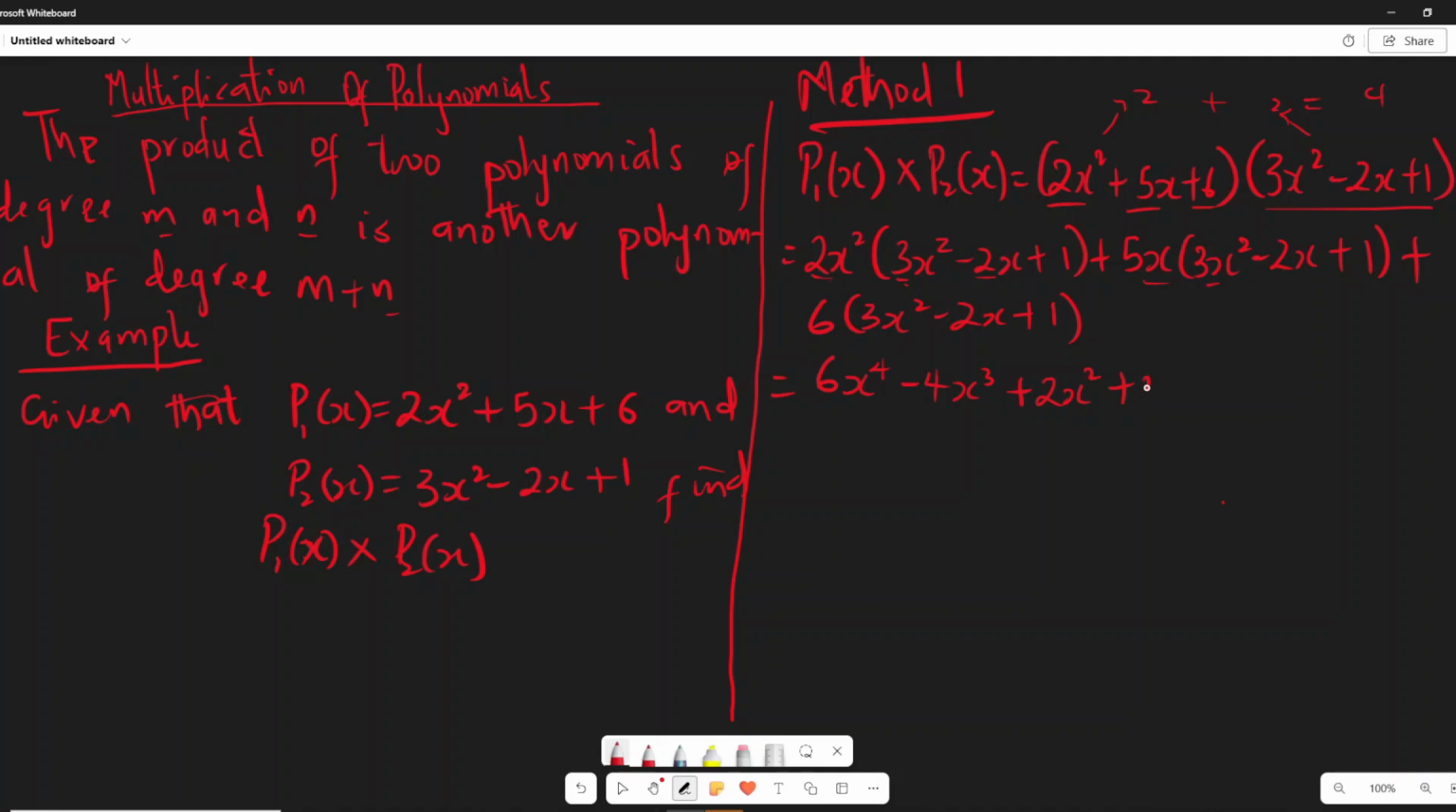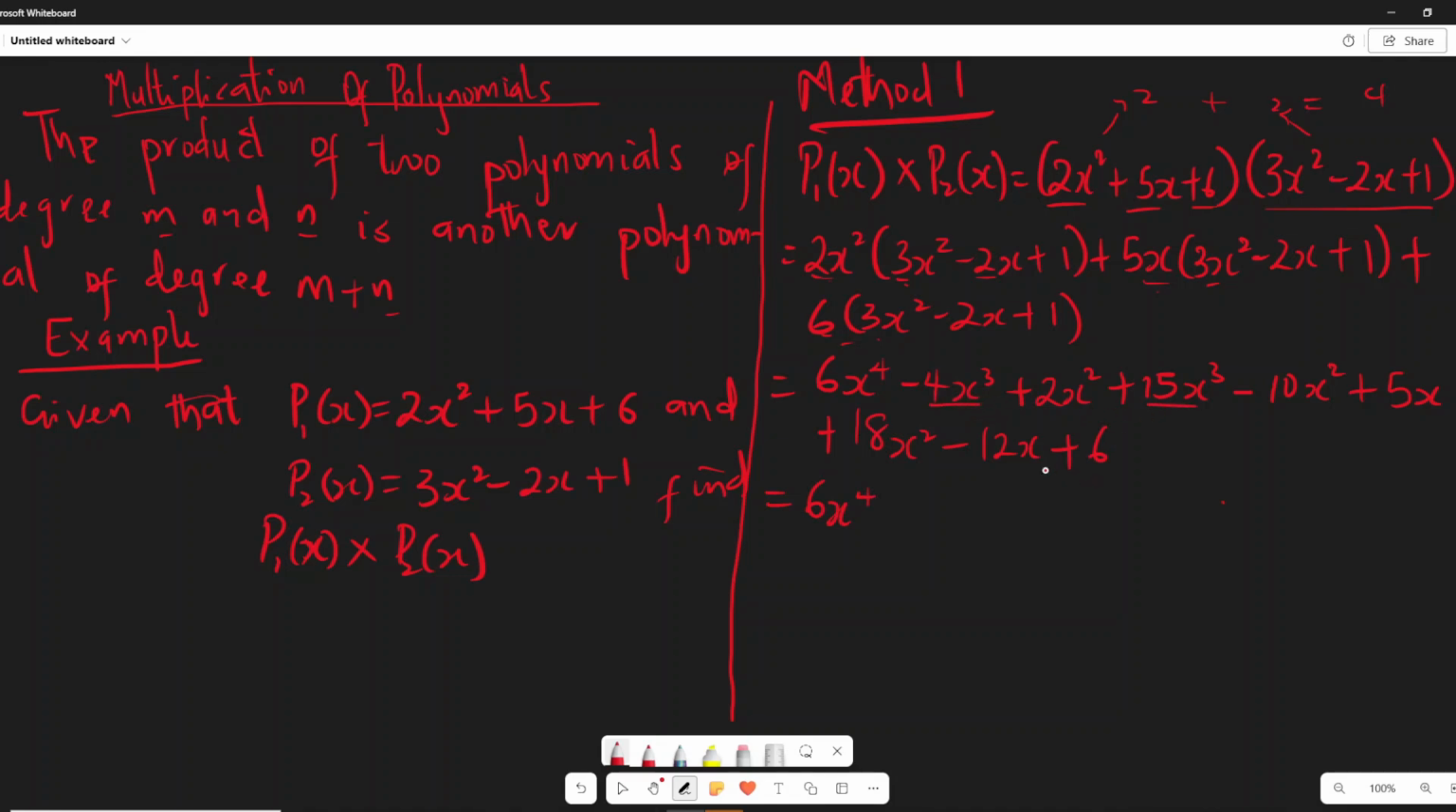5x times 3x squared is 15x cubed. 5x times minus 2x is minus 10x squared. 5x times 1 is plus 5x. And then we have lastly 6 times 3 is 18x squared, yeah. 6 times minus 2 is minus 12x, and then 6 times 1 is 6. You have to be careful so you don't make any mistake. So now we have 6x to the power of 4, and then we have minus 4x cubed here.